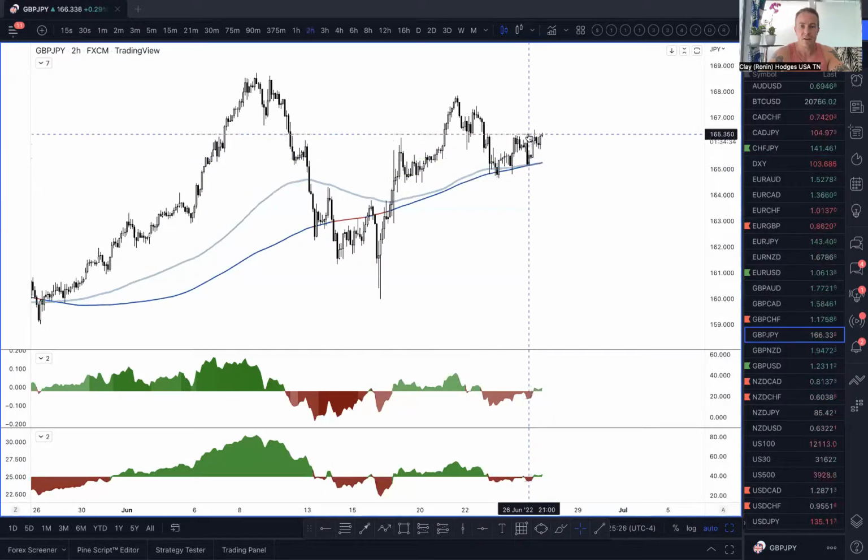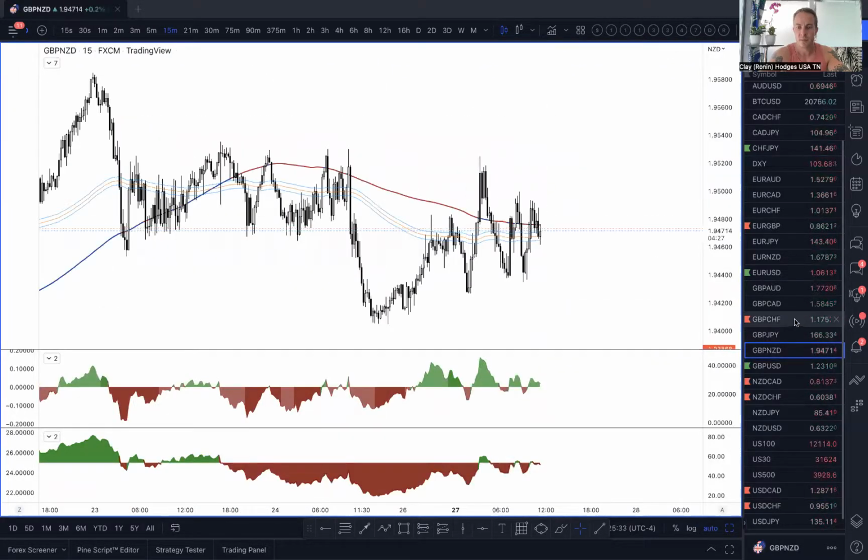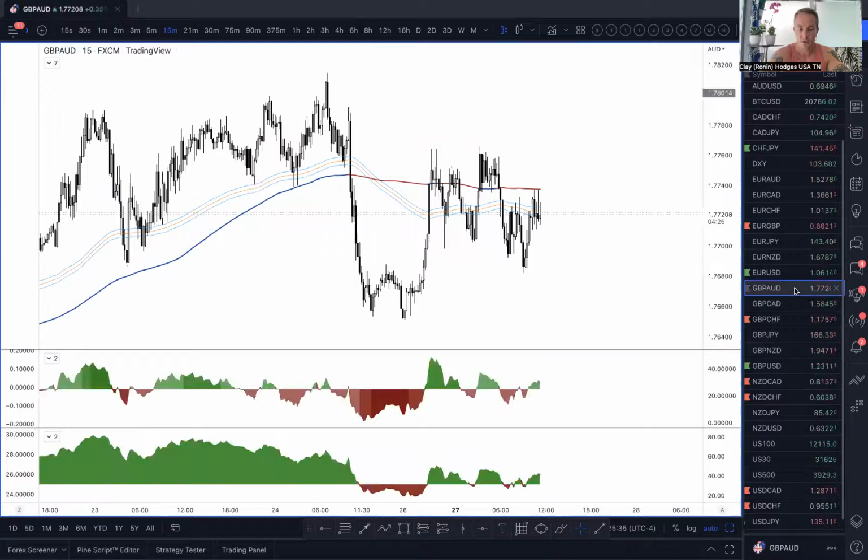GJ here, a little side note, is looking pretty solid as well to the long side, which is a clue for me that maybe these pound pairs, despite all the strikes and everything going on in the UK, might turn up a bit. So that's something to keep an eye on.